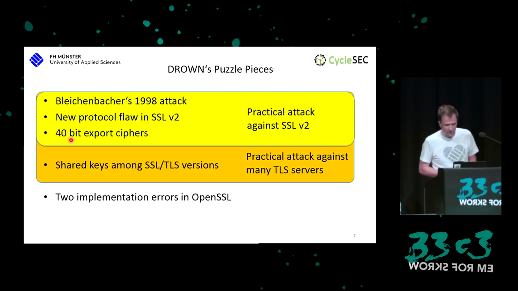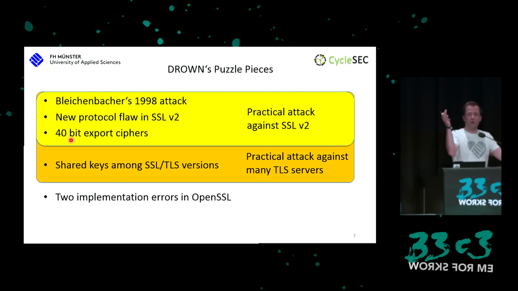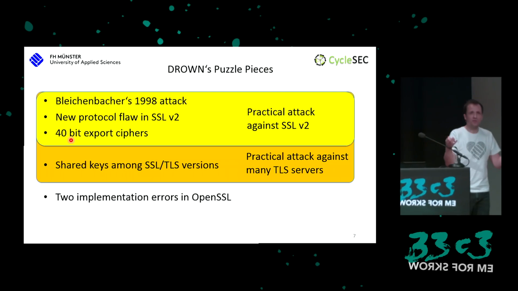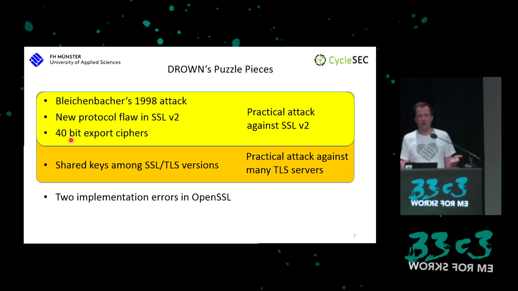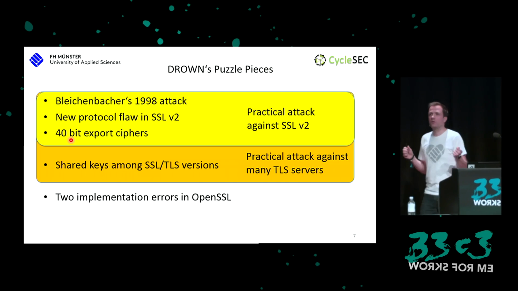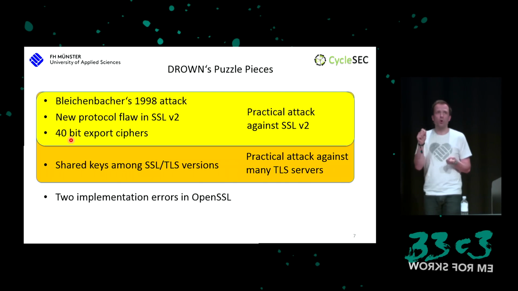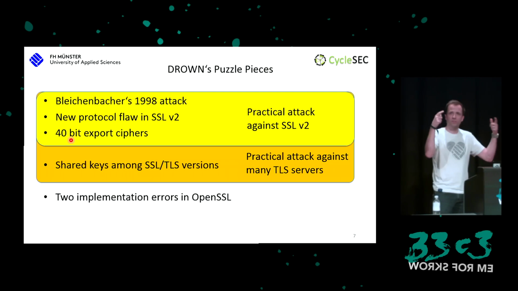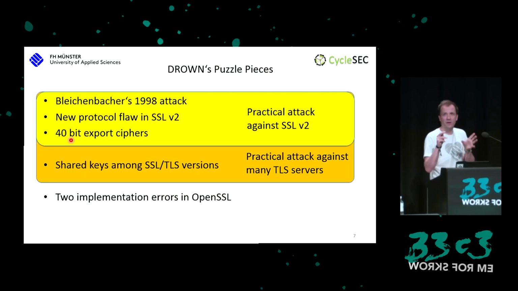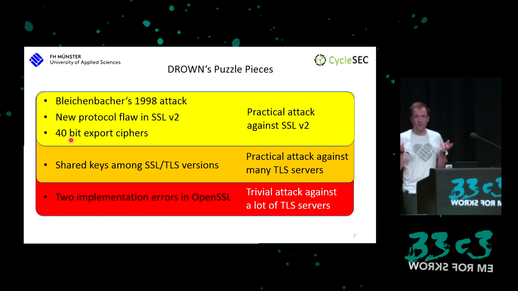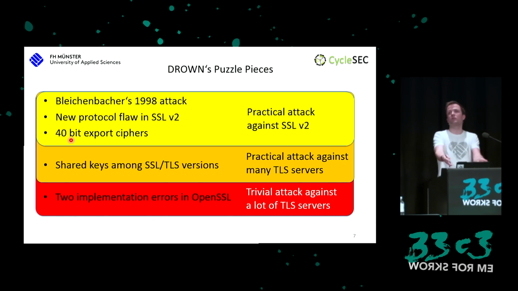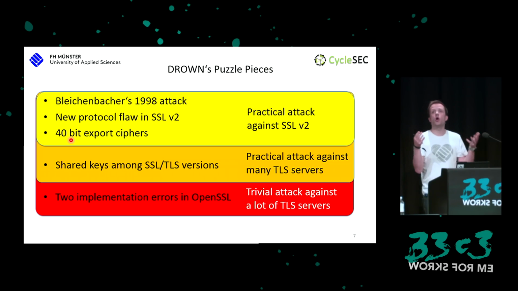And then we have two implementation errors. So all of the above practically means that we can attack every SSL version 2 implementation that is out there. Now, here we're looking into two implementation errors in OpenSSL. And if we combine these with the already existing Drown attack, we all of a sudden get a trivial attack, really trivial. That means it takes minutes on this laptop against a lot of TLS servers, right?